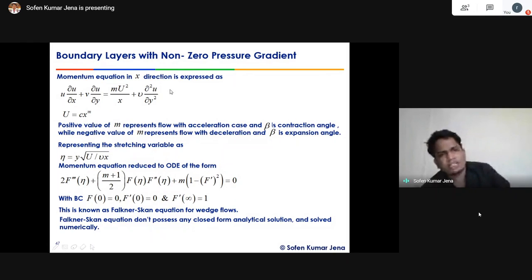Then the momentum equation that we have here, after algebraic manipulation by putting in the similarity variable and changing from the xy coordinates to the eta coordinate, can be reduced to an ordinary differential equation: 2 f triple dash of eta plus (m plus 1) f of eta into f double dash of eta plus 2m into (1 minus f dash square) equals 0, right?